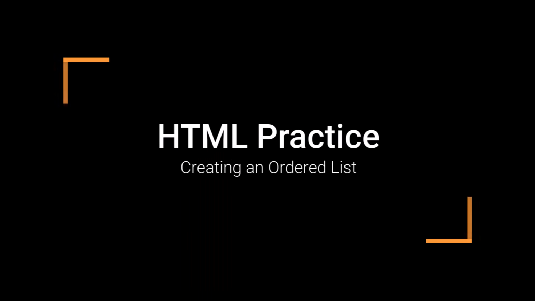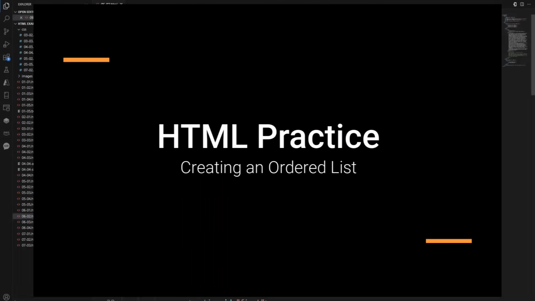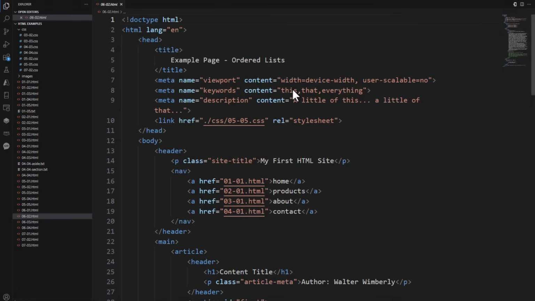The best way to get better at something is to practice. And in this example, we are going to look at building an ordered list. That is a list of items where the order does matter. This file is available for you to download so you can have a start.